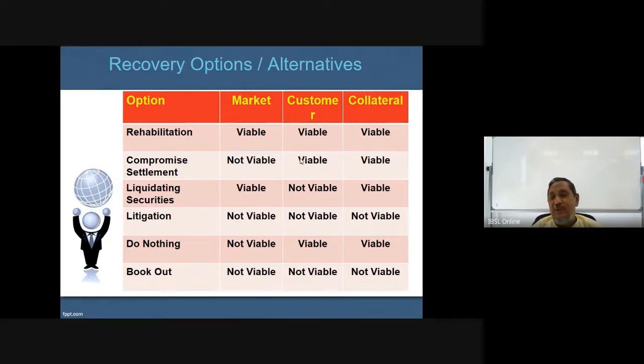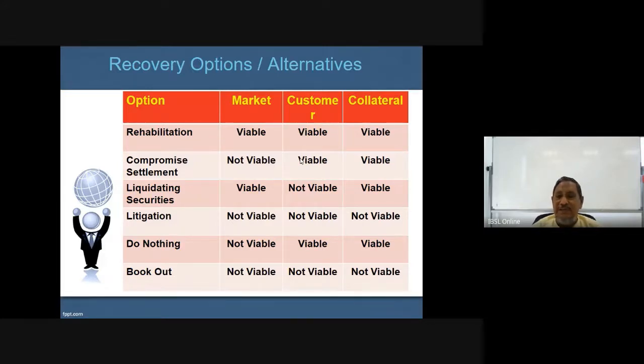Next scenario is liquidating securities. Market is viable. Yes, sell the securities, collaterals. Market should be positive. Market viable. That means there should be a market to sell. Anybody to come and purchase the assets, there should be a market.